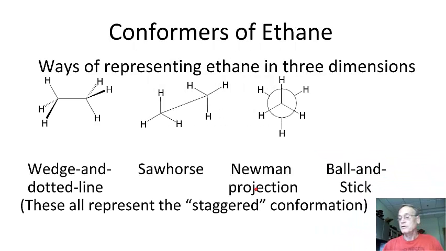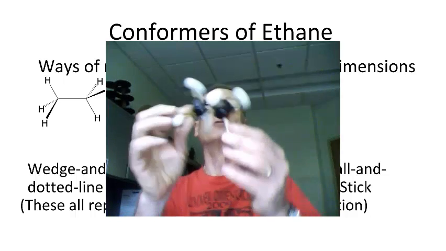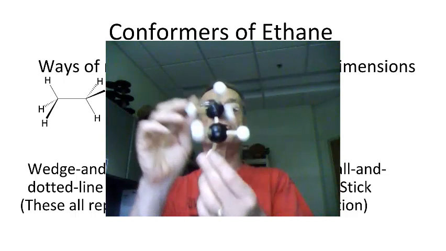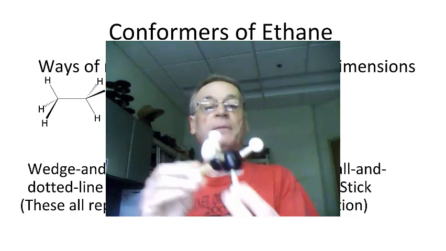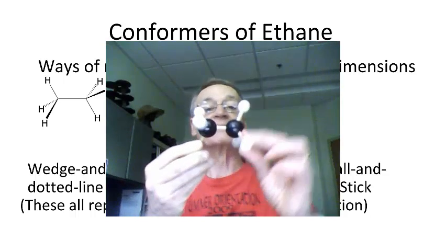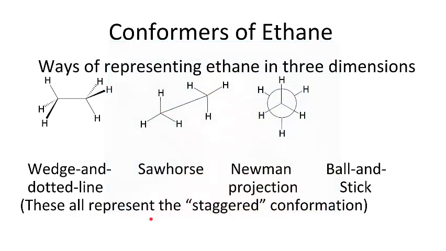So let's start with ethane, and notice that I have a model of ethane here. 2 carbons, 6 hydrogens, 3 hydrogens on each carbon. But notice that you can rotate around that central bond. The structures I have on the screen are just different ways of representing the same structure, ethane.